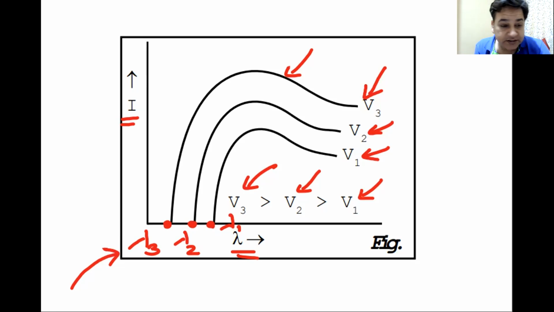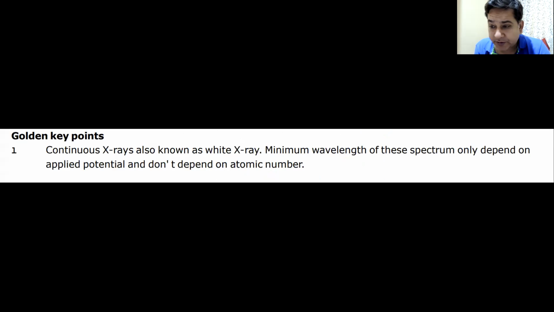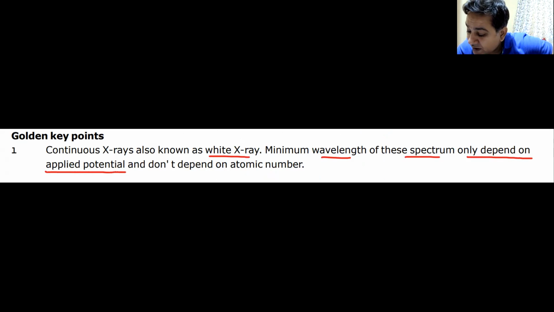Very important point, just note it down. Continuous X-rays, which we have shown by different names, are also known as white X-rays. The minimum wavelength of the spectrum only depends on the applied potential and does not depend on the target metal. This is a question that has come many times.